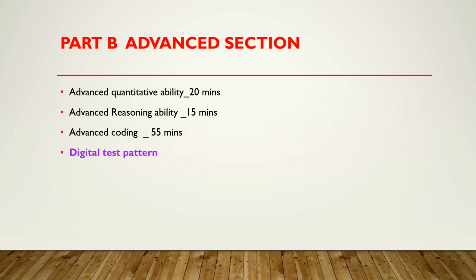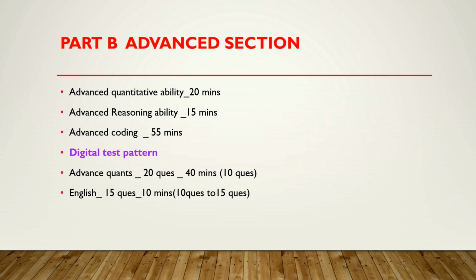Here I have given the digital pattern that was previously followed. For advanced quants you were given 20 questions to solve in 40 minutes. But in the updated pattern you are given only 20 minutes, so you can expect 10 questions in that section. In the same way, you had English as section 2 in the digital pattern, but in the updated pattern you are asked to solve reasoning ability. You can expect 10 to 15 questions.